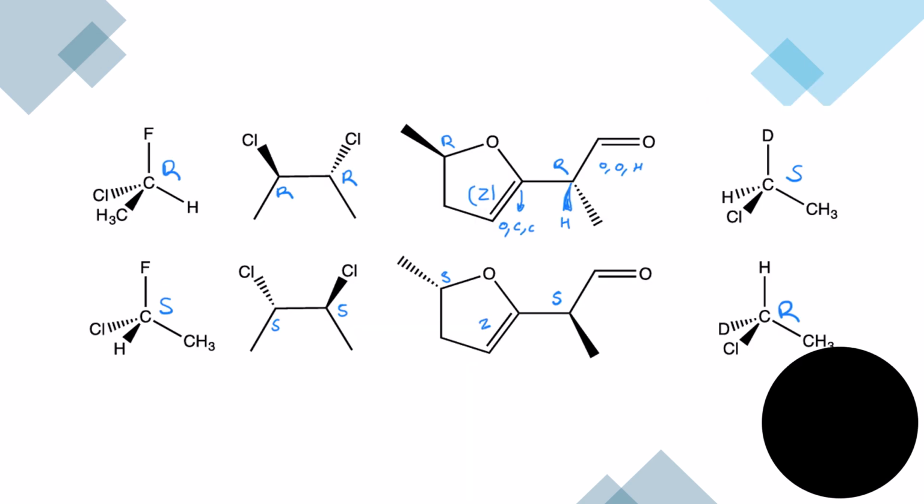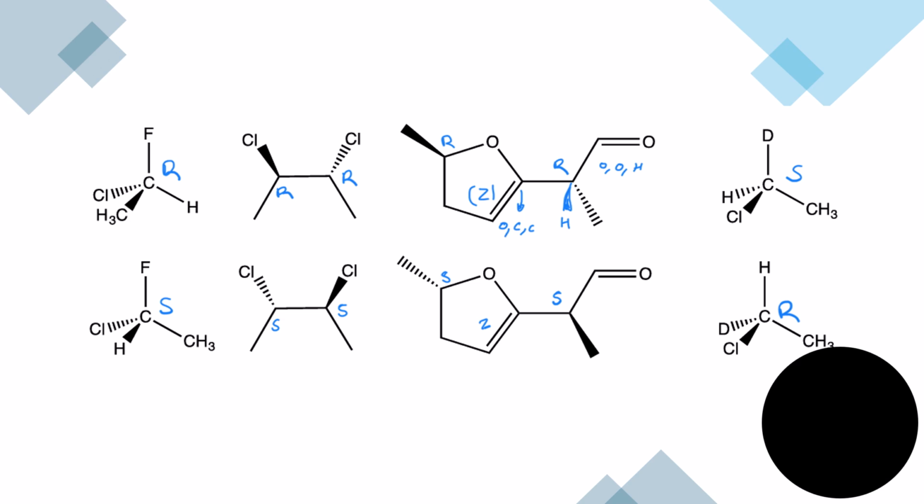All right, so here's some examples. If the lowest group isn't in the back, like if it's on the side, then you have to maneuver it in your head. A lot of times using a molecular modeling kit would help. So in this case, if you maneuver this compound so that you put the H in the back, you'll realize that it's going to form an R compound.